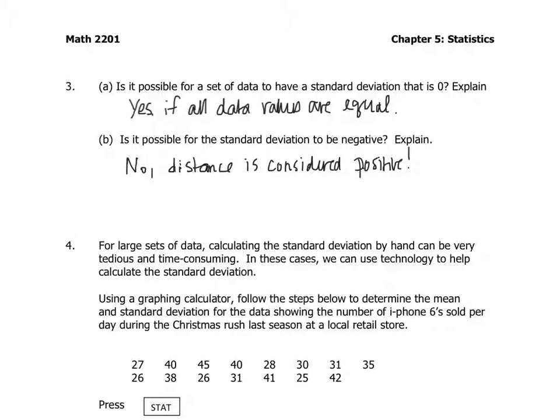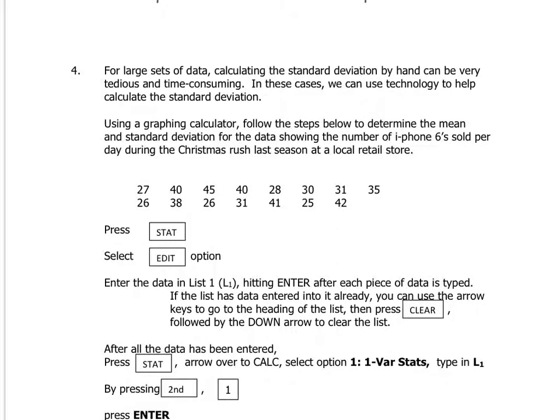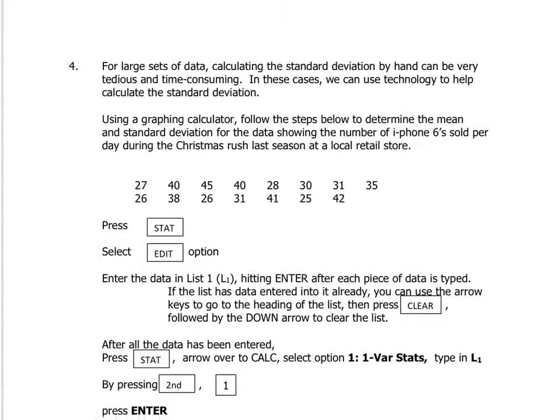Question 4 introduces an example where you can use a graphing calculator. With the statistics option on the graphing calculator, you can get the calculator to do the standard deviation, because you know that when you're doing sets of data for standard deviation, if it's a large set of data, it can be really tedious and time consuming. So if you've got a large set of data, or even a small set, and you want to just check your answers, you can use the graphing calculator. There are some steps there to show you how to do that, and you can follow those if you have a graphing calculator.